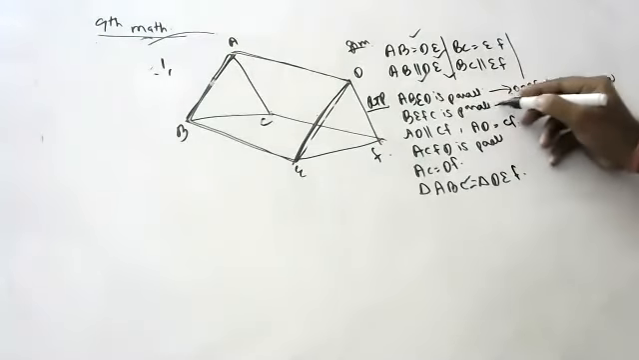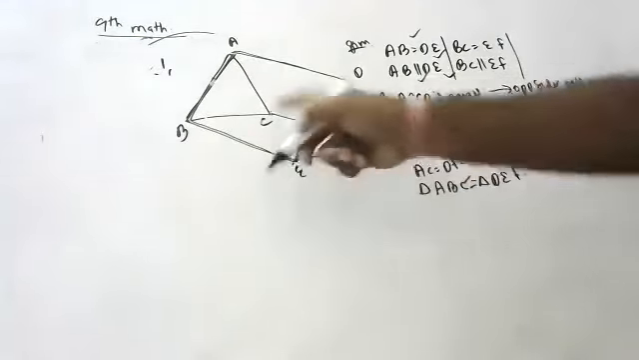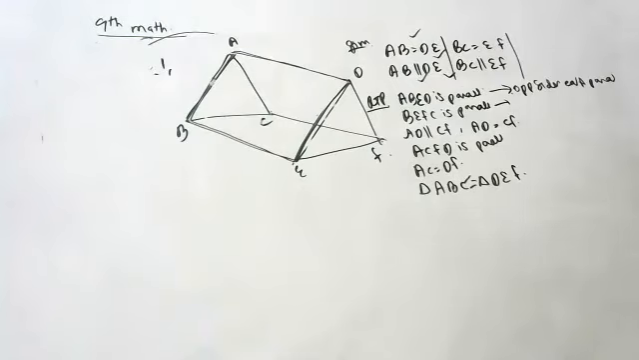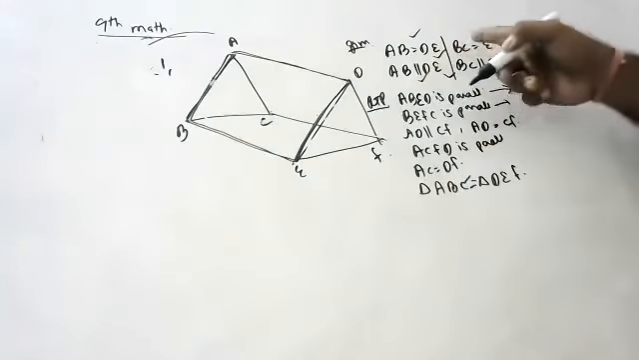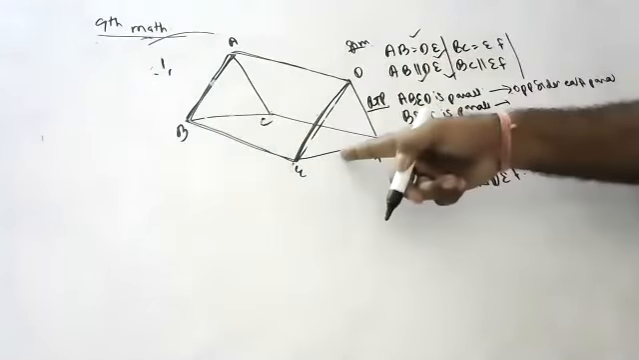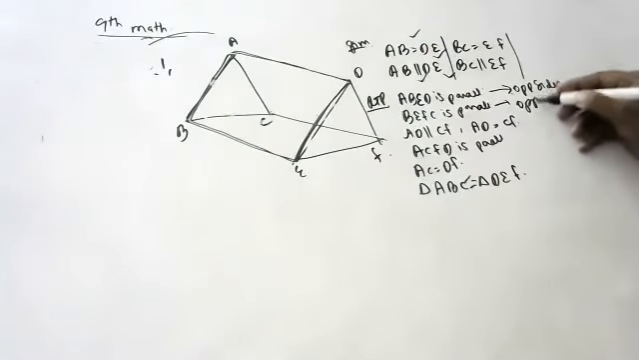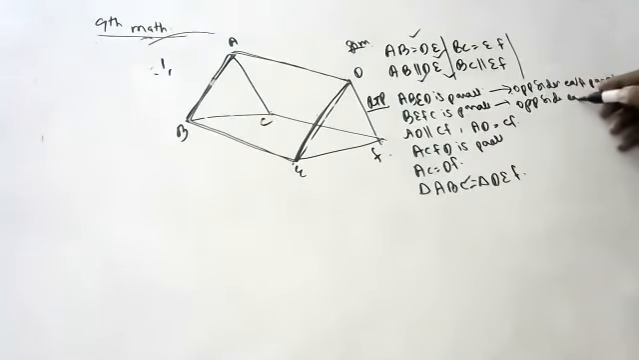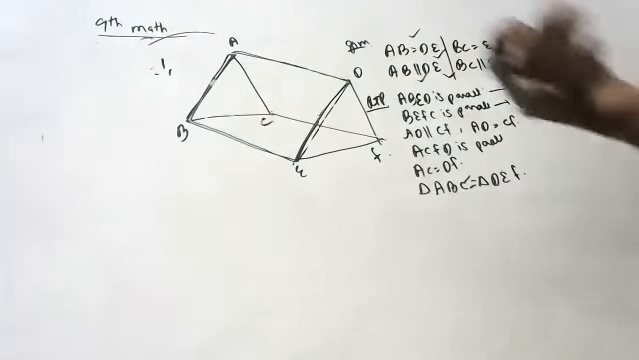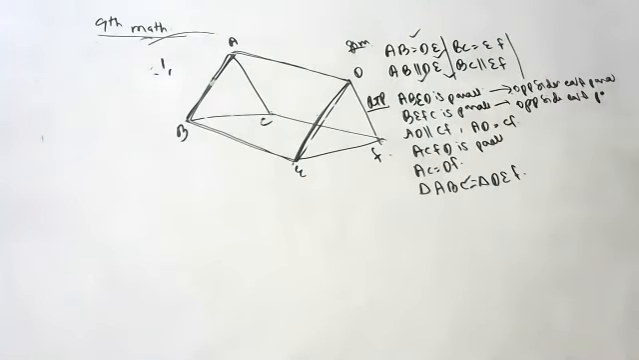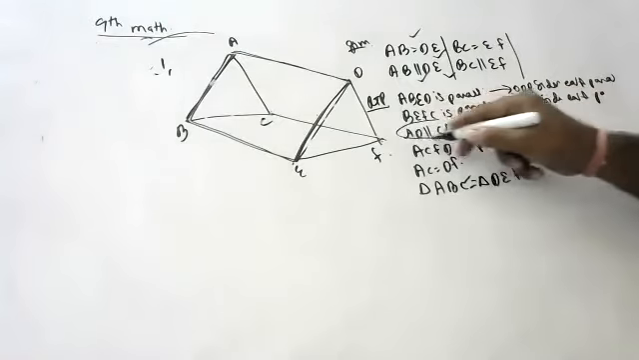Now who will say BEFC is a parallelogram? Sir, can I? Yeah, tell fast. Sir, it's given that BC is equal to EF and BC is parallel to EF. Opposite sides are equal and parallel. So BEFC is also a parallelogram. Now I want you to prove like this.